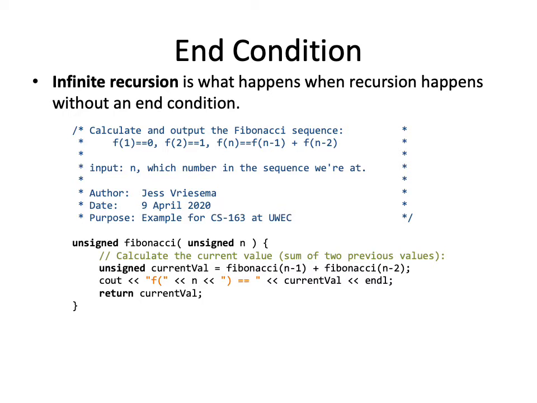Now, in both iteration and recursion, it's really important to have an end condition. I'm going to stop talking about iteration for now, and I'm going to focus more on recursion for the rest of this lecture. So, infinite recursion is what happens when recursion happens without an end condition. It means that you're recursing infinitely without end.